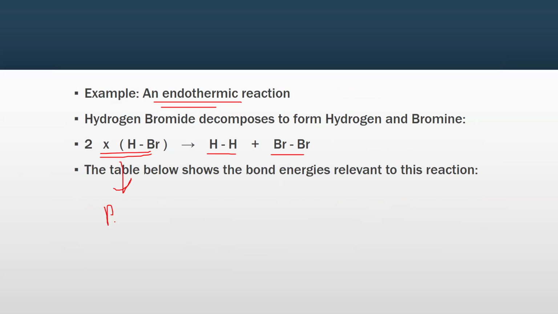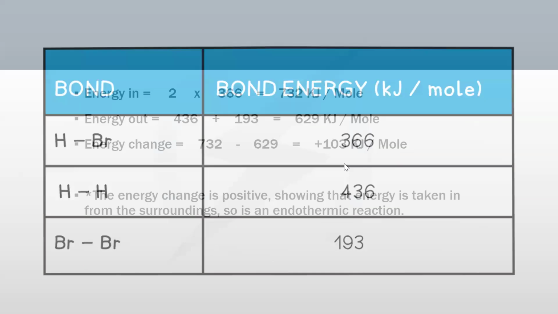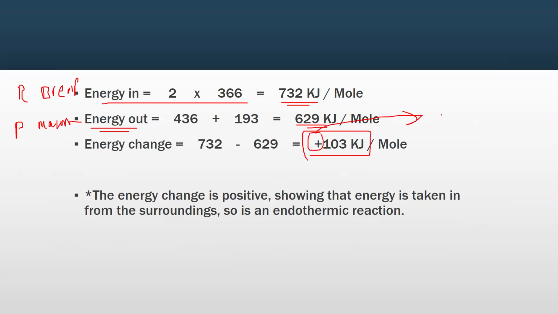यहाँ पे पहले आप reactants की निकालो energy, then आप products का sum लो, then इन दोनों को minus करो and you will have your answer. So here are the bond energies given to you as well, and you can easily see the solution over here as well. पहले उन्होंने energy in निकाली है. Energy in means in the reactants which are required for breaking. Then they calculated the sum of energy out, मतलब कि in the products जहाँ पे मेकिंग हो रही थी. Then they subtracted 732 minus 629. Answer है plus 103. This plus sign indicates that the reaction was an endothermic reaction.